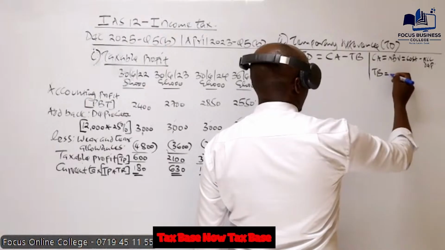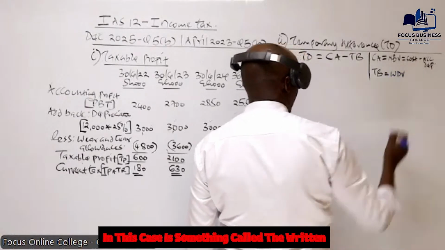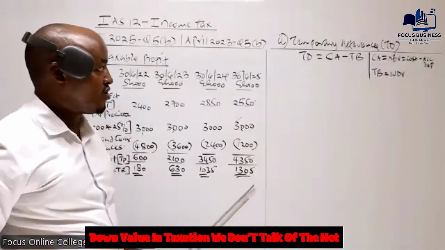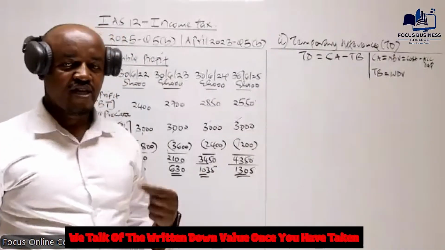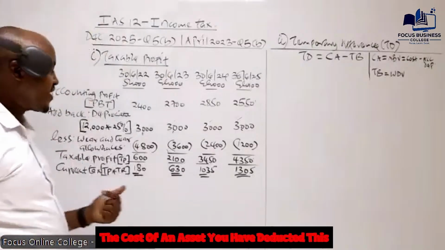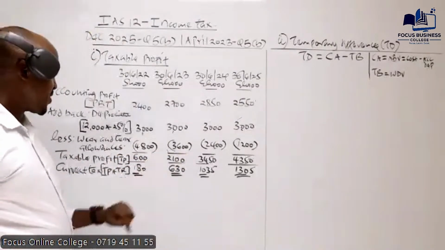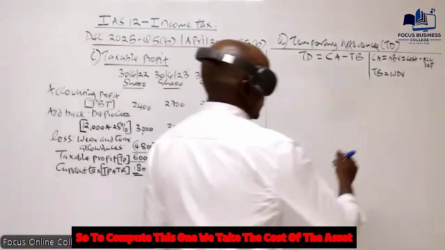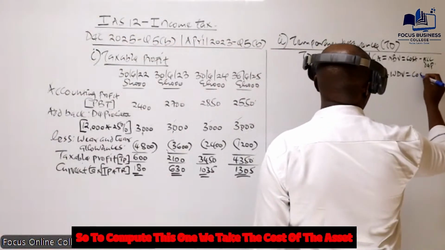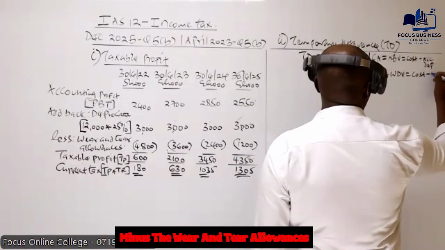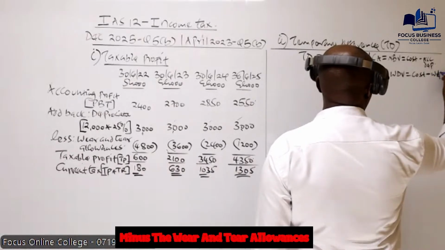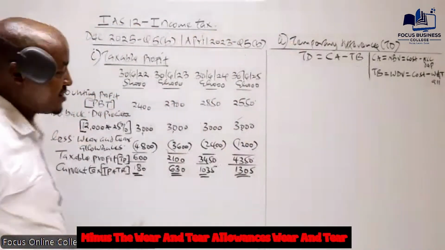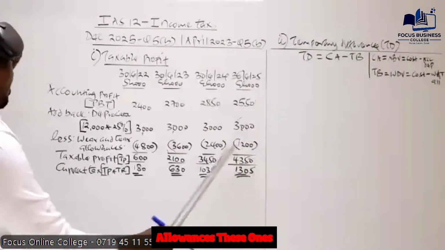Tax base, in this case, is something called the written down value. In taxation, we don't talk of the net book value of an asset. We talk of the written down value. Once you have taken the cost of an asset, you have deducted these wear and tear allowances, you get something called the written down value. So to compute this one, we take the cost of the asset minus the wear and tear allowances.